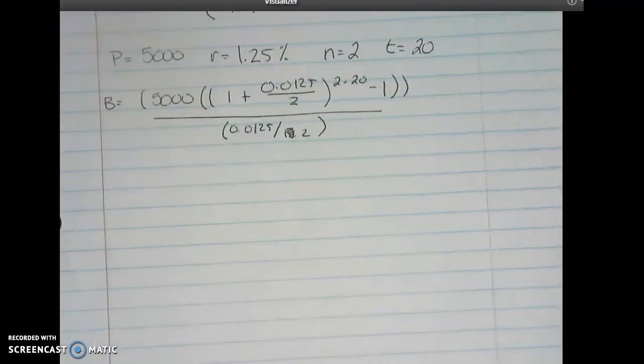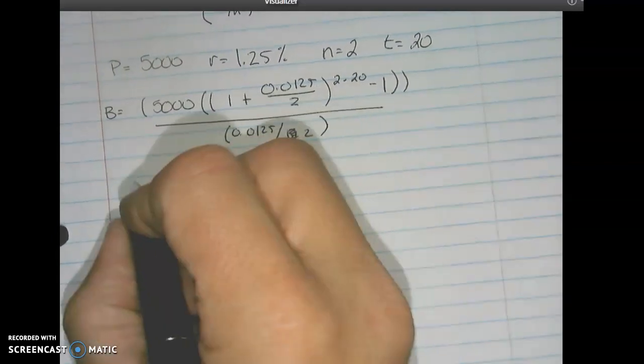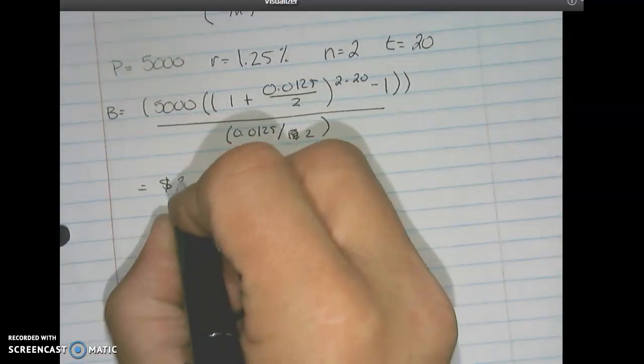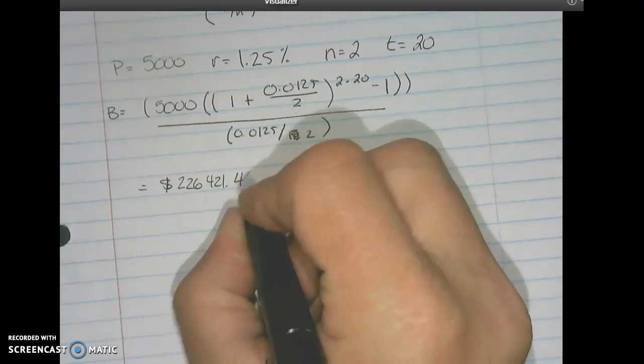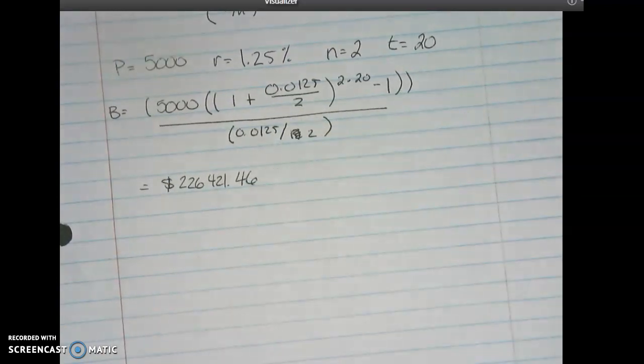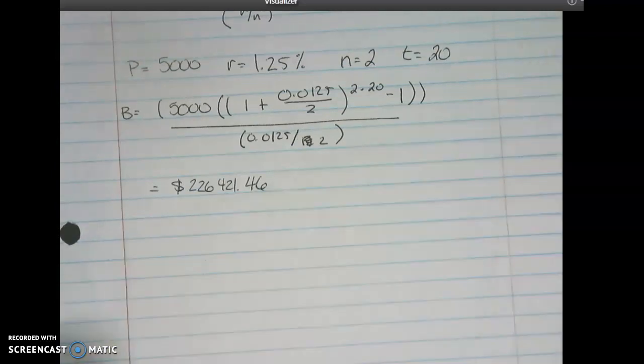So if you typed in everything correctly on your calculator, you should have gotten a value of 226,421.46. It's right up there. It's all good.